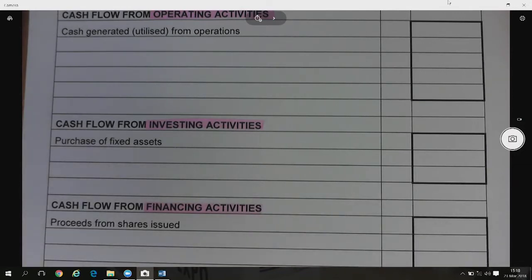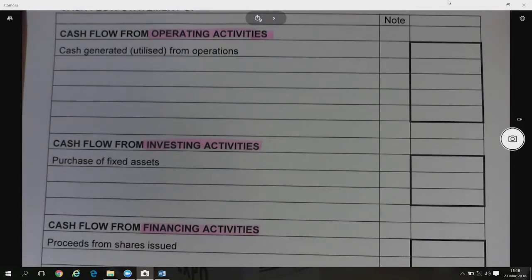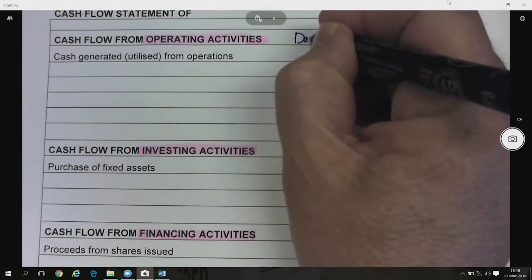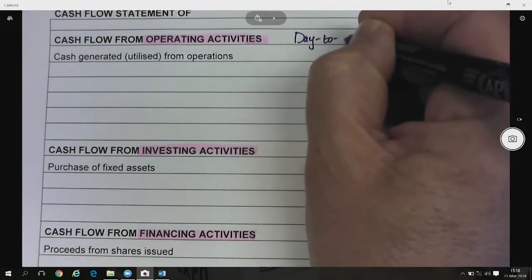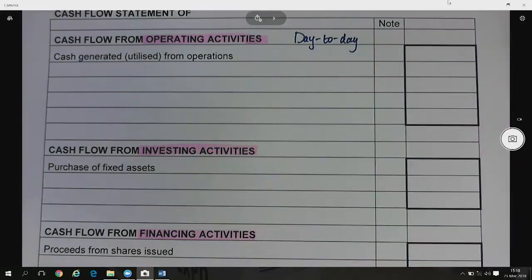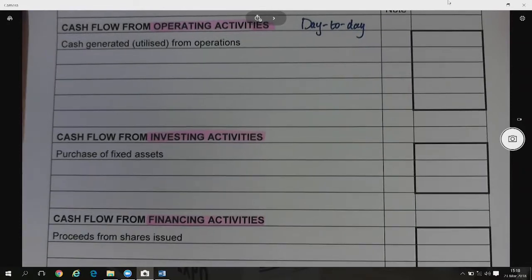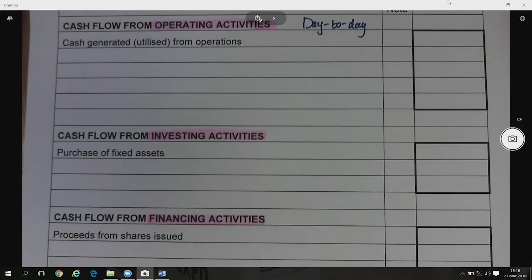The first thing is that you must understand what the meaning of this is. Operating activities is the day-to-day things that you do. The business buys goods, the business sells goods, you pay your creditors, you receive money from your debtors, you bought some trading stock, etc. And that is your day-to-day transactions. Investing is, okay, let me leave investing first.